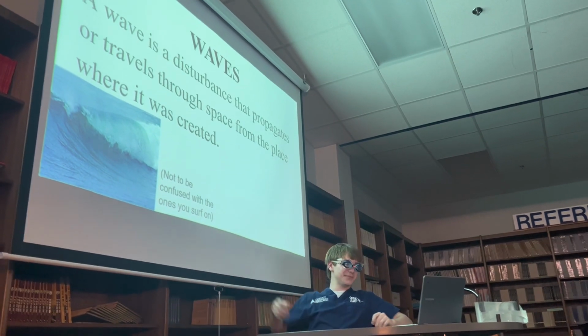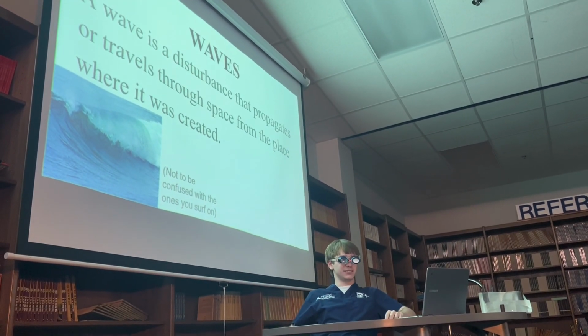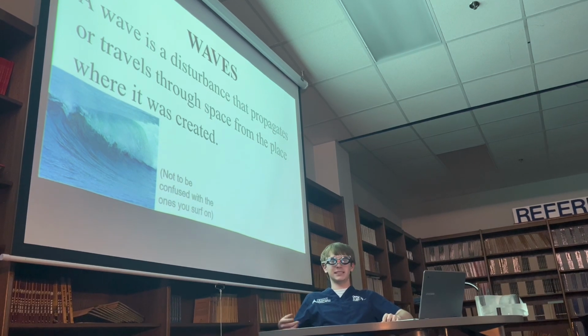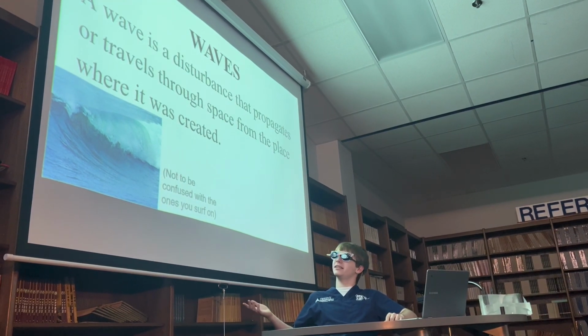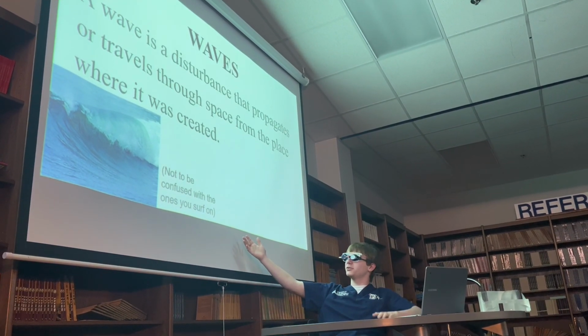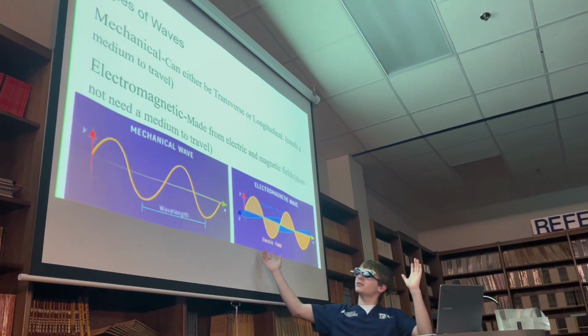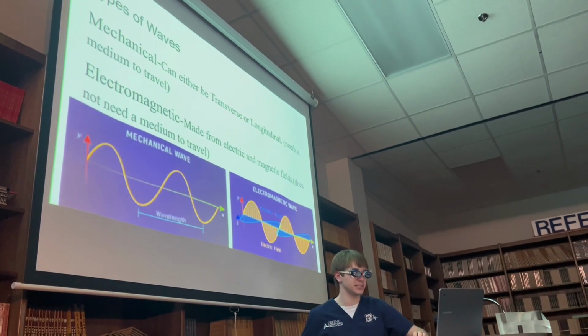So as you can see, waves are a disturbance that propagates or travels through space from the place where it was created. Not to be confused with the ones that you surf on. Now we have multiple types of waves.